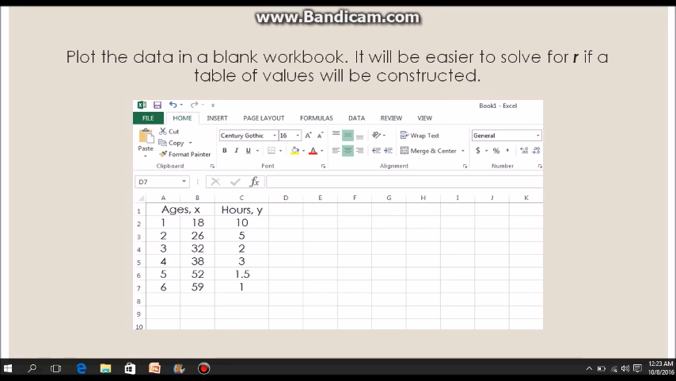Hi, my name is Kyle, and for our next discussion in calculating the correlation coefficient, the first thing we have to do is plot the data in a blank workbook. It will be easier to solve for R if a table of values is constructed, as seen in the figure below.